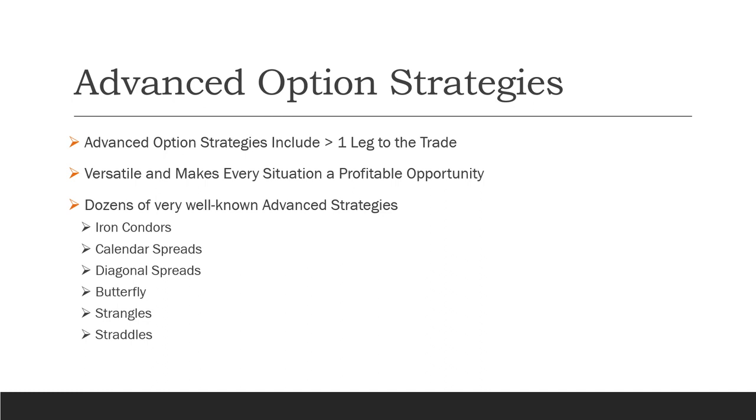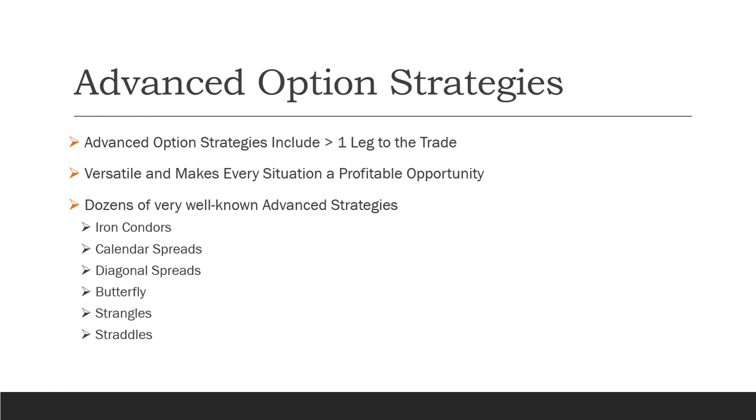All right. Advanced option strategies. So when we're talking about advanced option strategies, the previous ones were called novice option strategies, and the reason why is because they all have limited loss. All of them, you can only lose what you put in, and they only have one leg to the trade. What makes an option strategy advanced, by our textbook definitions, is when we have more than one leg to the trade.